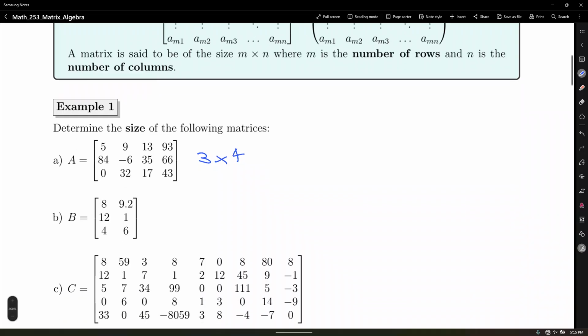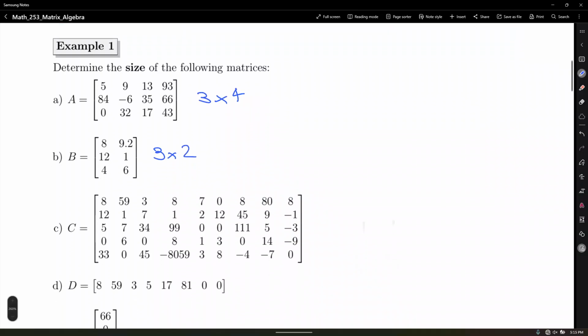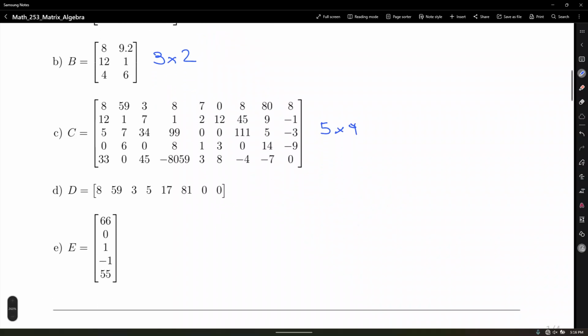Number two, or rather letter B. How many rows and how many columns is this one? What is that? It's 3 by 2. Yeah, 3 rows, 2 columns. What about matrix C? How many rows do we have over here? 5, and how many columns? 9, so 5 by 9, right? Okay. What about the next one, letter D?